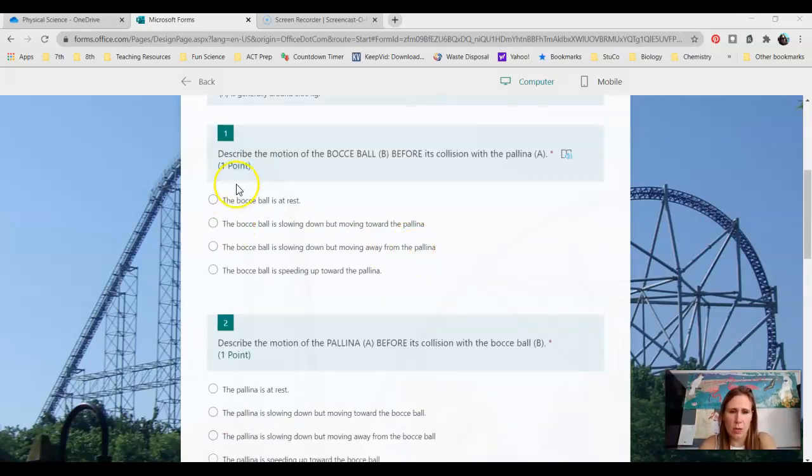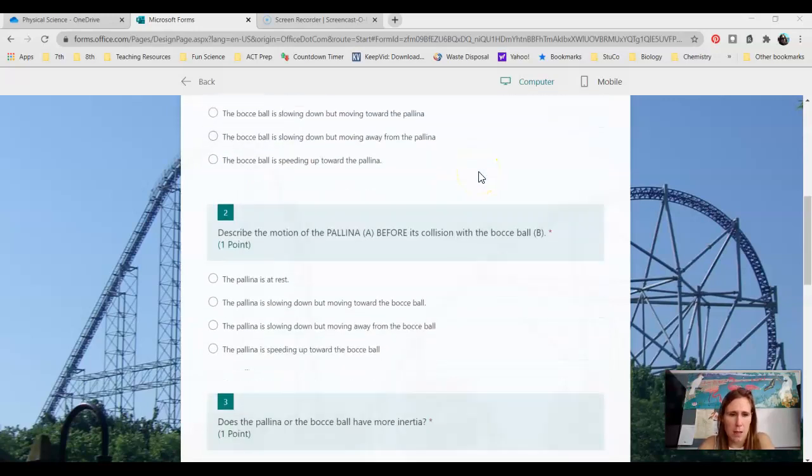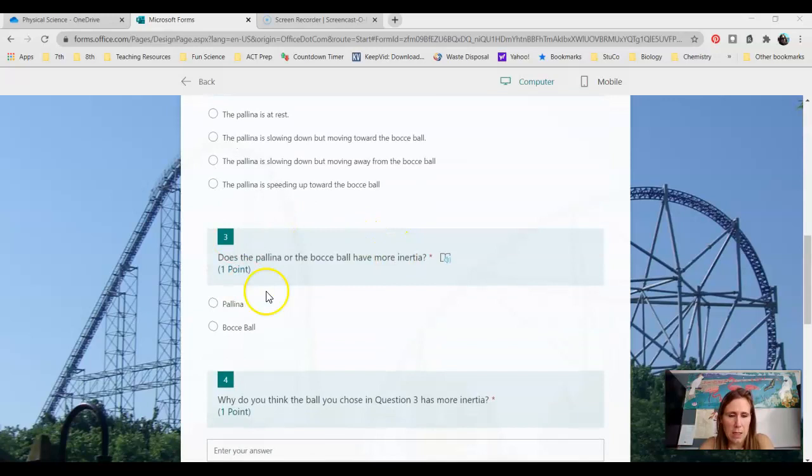Question 1 says, describe the motion of the bocce ball before its collision. Question 2, describe the motion of the pallina before its collision with the bocce ball. So what is the pallina doing before the bocce ball hits it? Does the pallina or the bocce ball have more inertia?